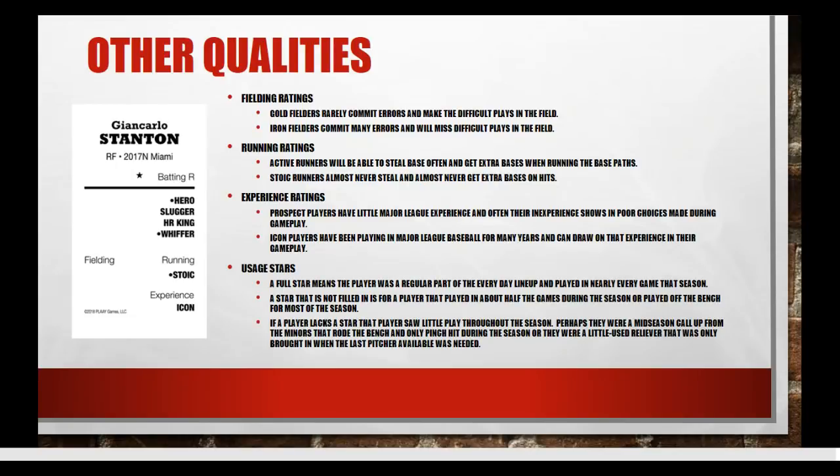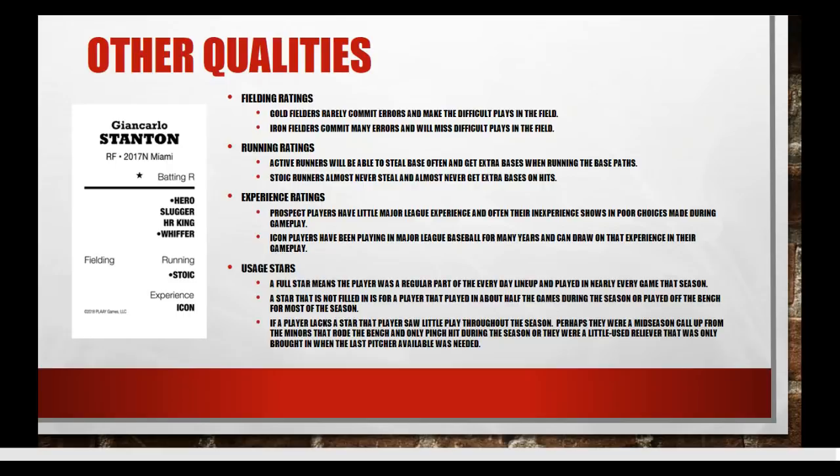So then there's other qualities on the card. We talked about there's fielding rating, a running rating, and experience rating. So the fielding rating can range from gold, which is a gold glove essentially, and iron, which in this case the iron fielders are going to commit a lot of errors. They're going to miss difficult plays in the field, where those plays are going to be made by those gold fielders. They're going to commit a lot fewer errors. And then if you don't have any quality like Giancarlo here, then it just means that it's going to be average, middle of the road.